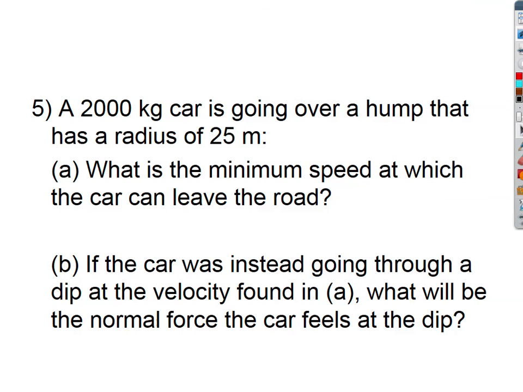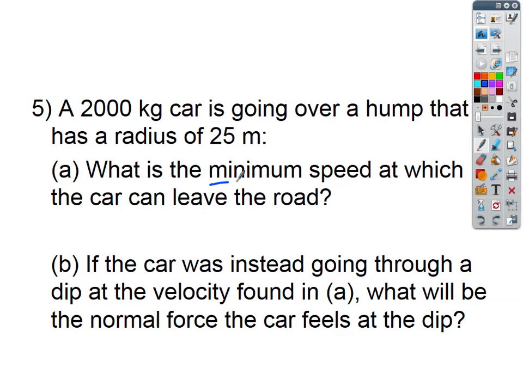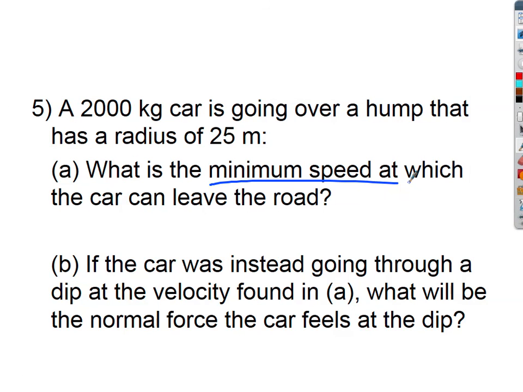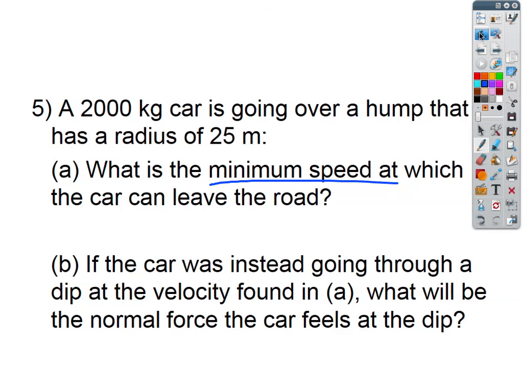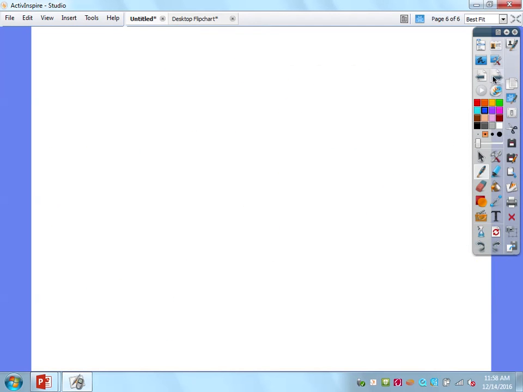All right. A 2,000 kilogram car goes over a hump that has a radius of 25 meters. What is the minimum speed at which the car can leave the road? What's the minimum speed where the road will still be touching the car, but it won't actually be pushing the car at all? So let's look at this problem.